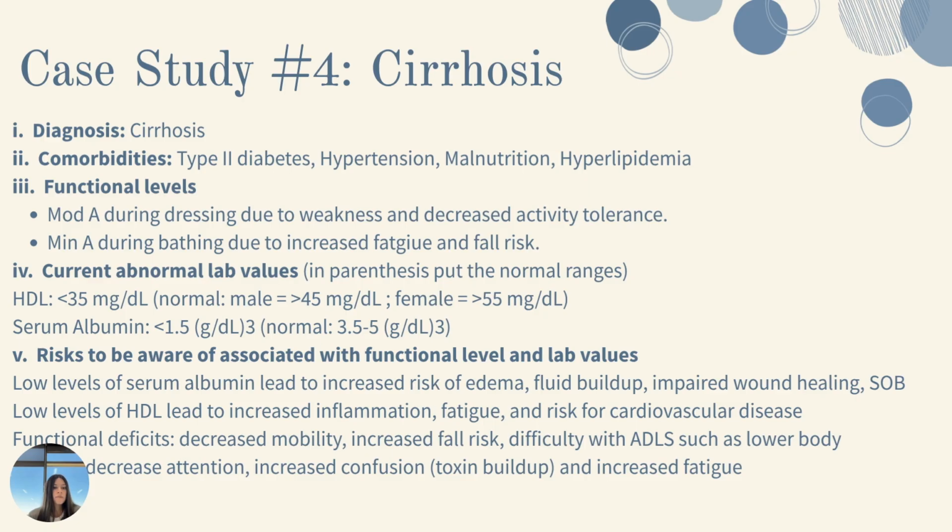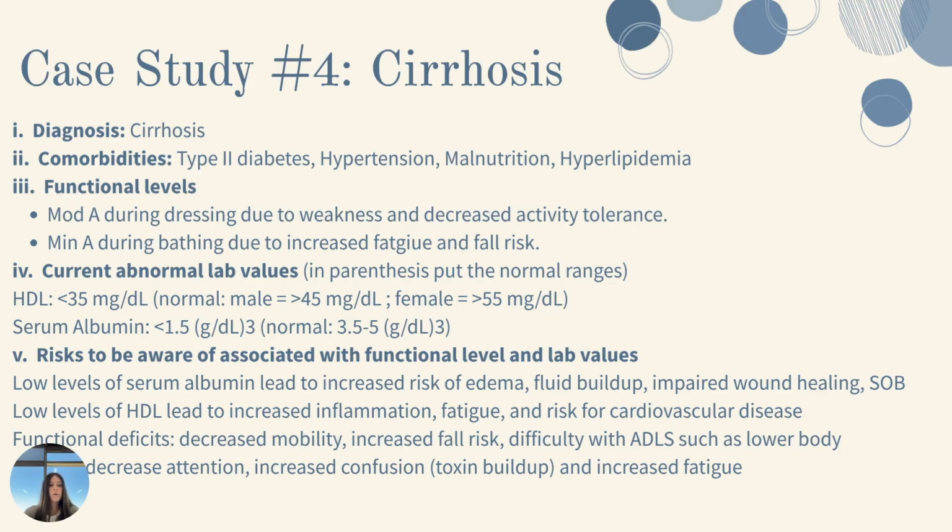For our lab values, some abnormal lab values for somebody with cirrhosis might look like less than 35 milligrams of HDL, whereas the normal for a male is above 45 and above 50, not 55, for a female. Also with serum albumin, less than 1.5 would be a critical value, whereas the normal range is usually between 3.5 and 5.